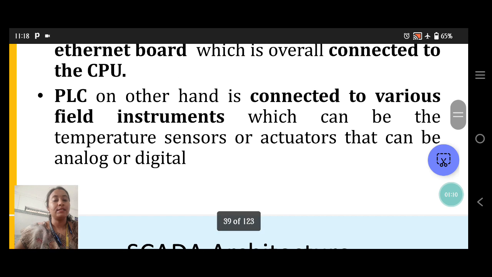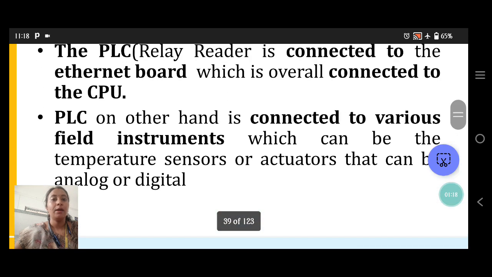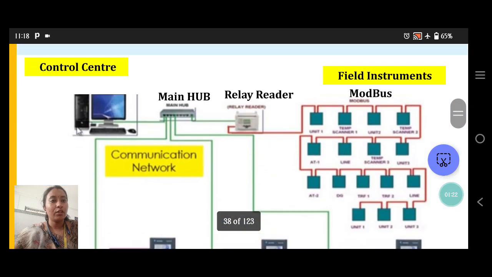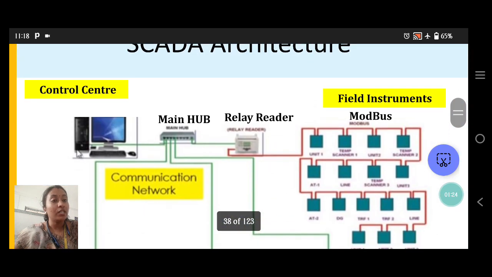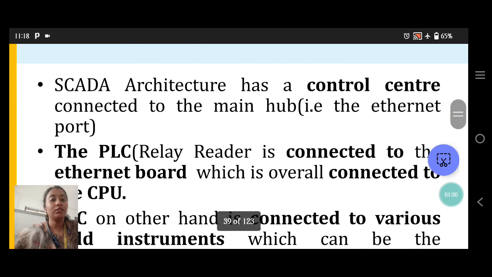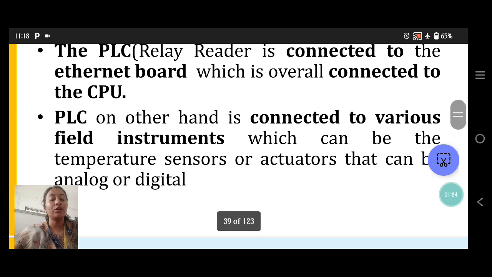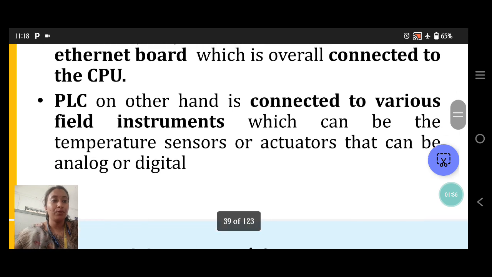The PLC, on the other hand, is connected to various field instruments, which can be temperature sensors or actuators that can be analog or digital. These field instruments are connected through various types of Modbus buses, and the buses are connected to various types of instruments. The PLC is interconnected with various field instruments in order to give the information.